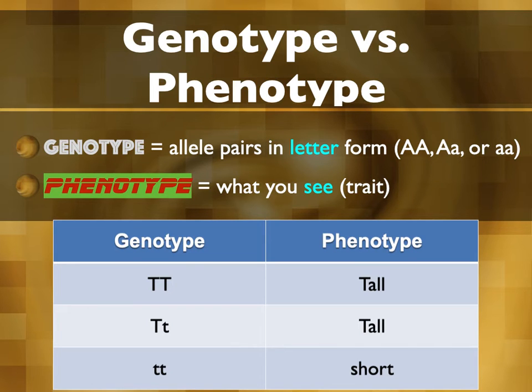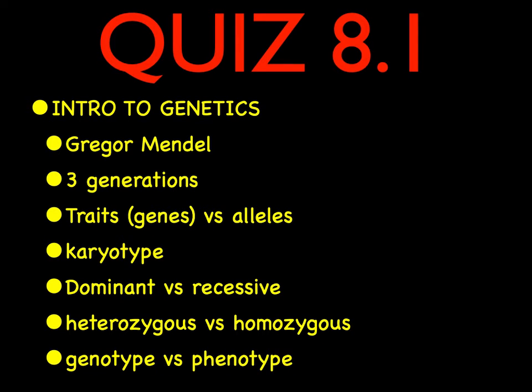So, for example, the genotype is big T, the phenotype is tall. The genotype, big T, little t, those are the letters. The phenotype is still tall because the dominant wins. And if you've got a little t genotype, you are short. That's the information for 8.1.